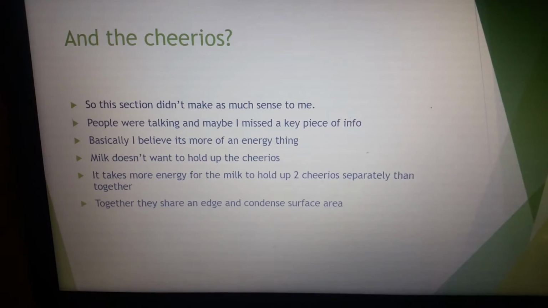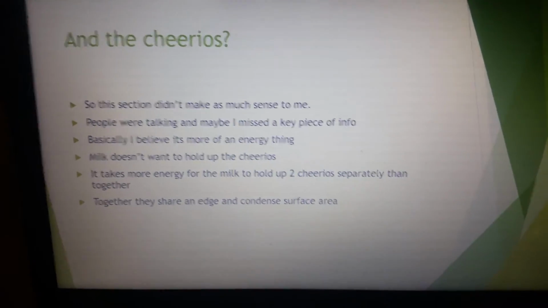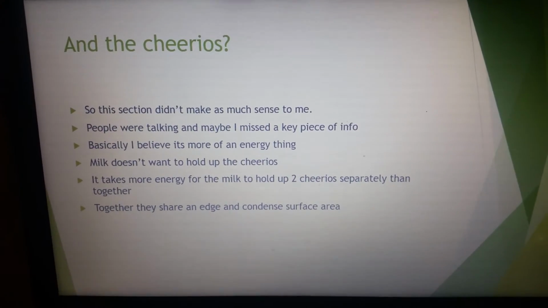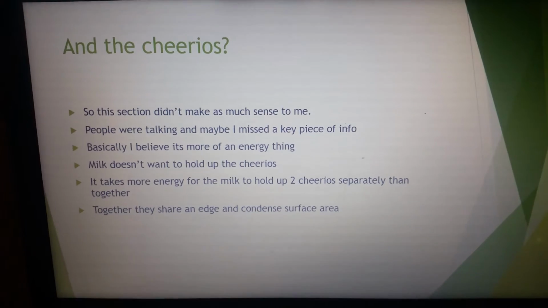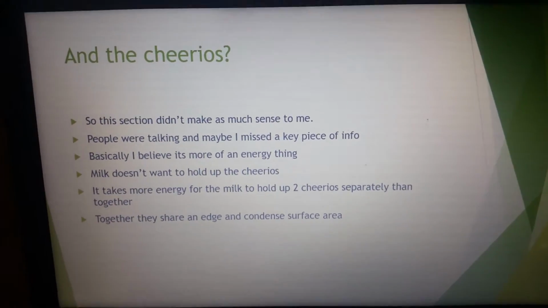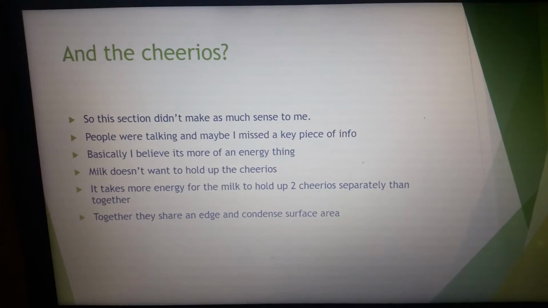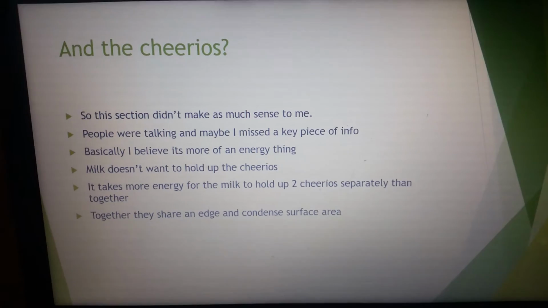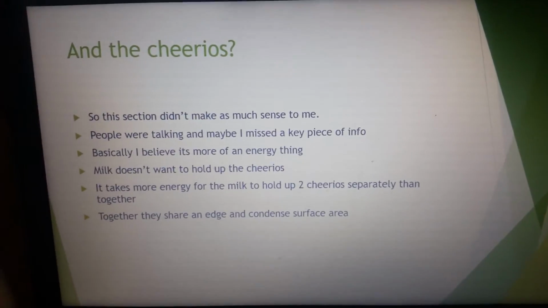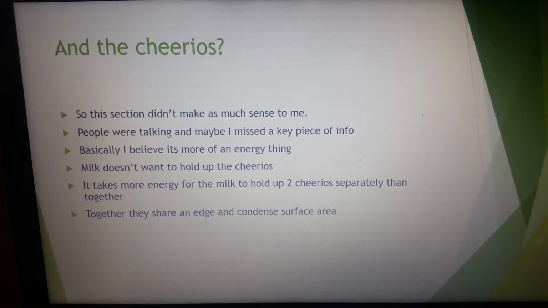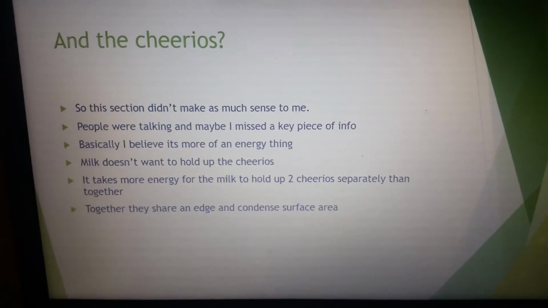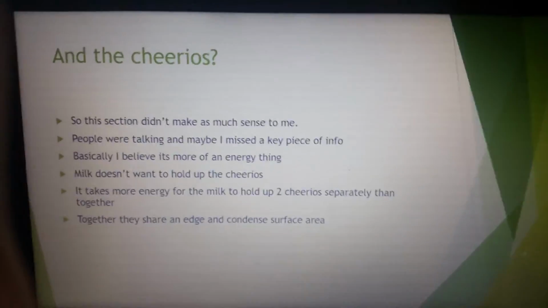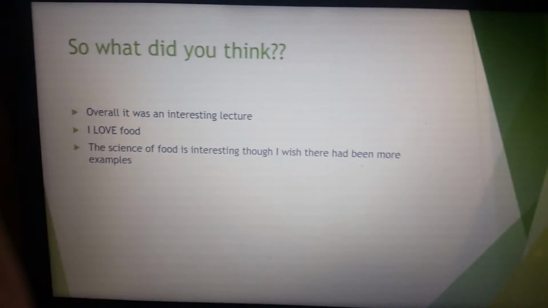The milk doesn't want to hold up the Cheerios. It takes more energy for the milk to hold up the Cheerios separately than it does when they're together. When they're together, they share a side, and the total surface area that the milk is having to hold up decreases. So I really think that this is more of the reason why the Cheerios clump. I could be wrong. This is really just my idea on the whole situation since I didn't catch this part of the lecture.